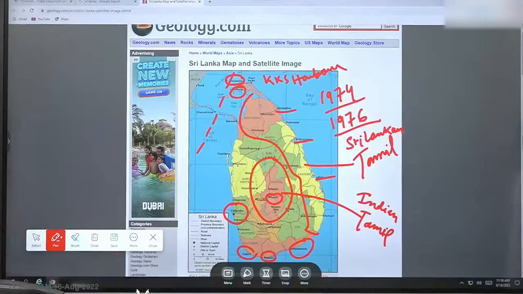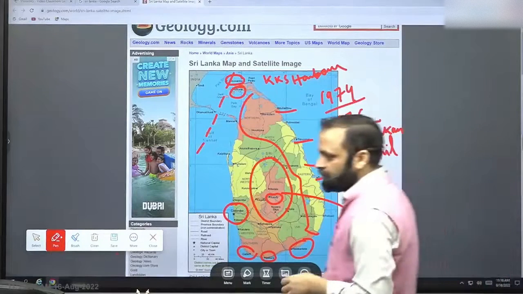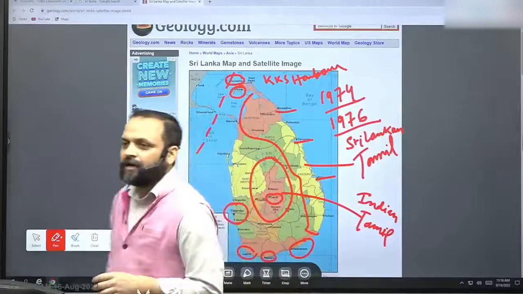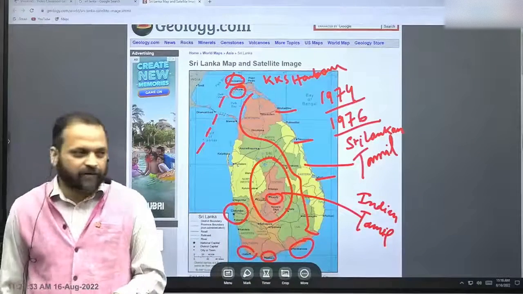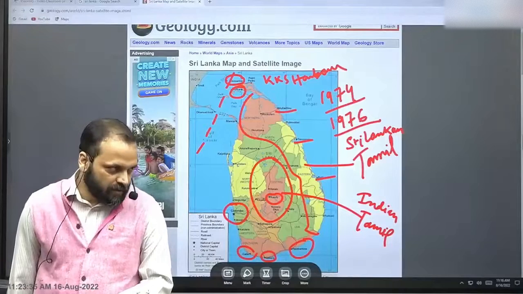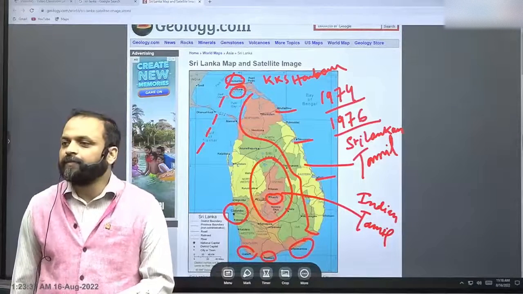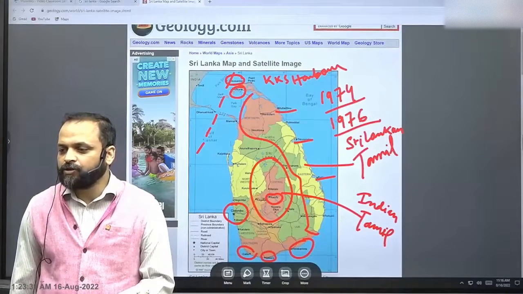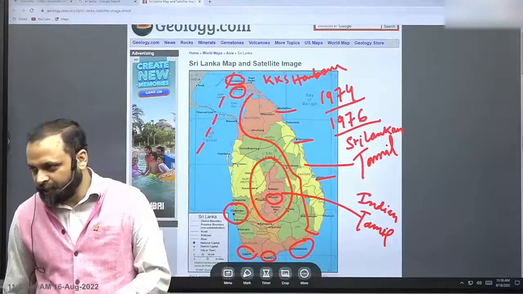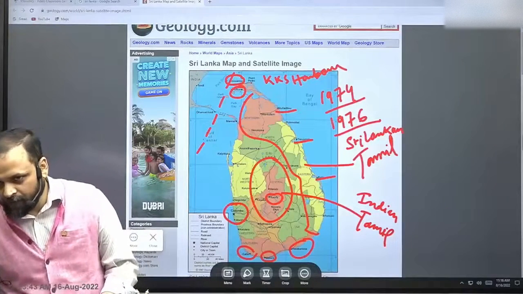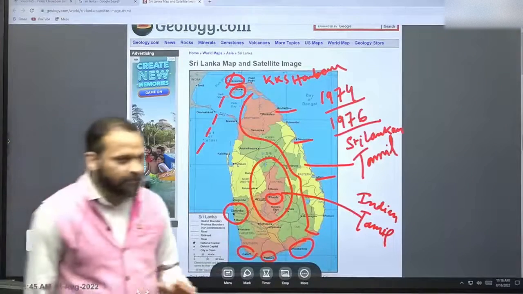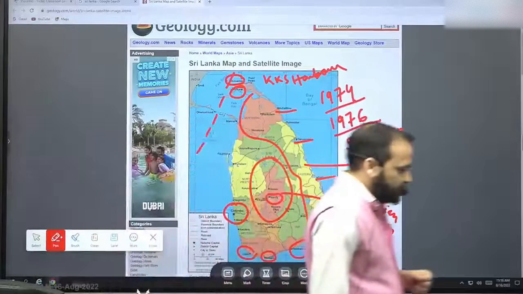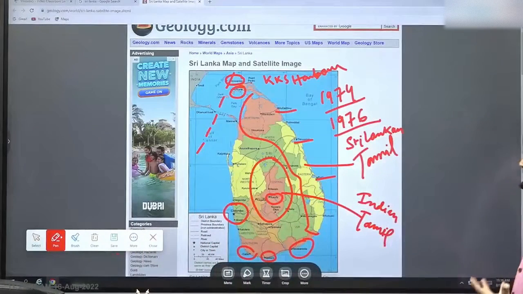The Britishers brought Indians to work in the plantation agriculture that they promoted in different parts of the world. So the Indian Tamil community, as it is called in Sri Lanka, is of recent origin, dating back to the period of the Britishers. So that is basically the geography of Sri Lanka.